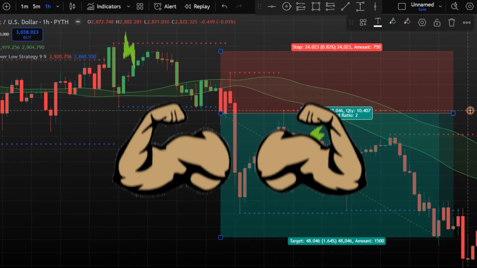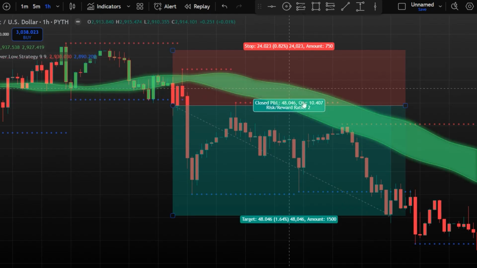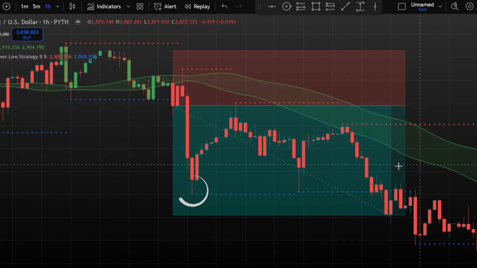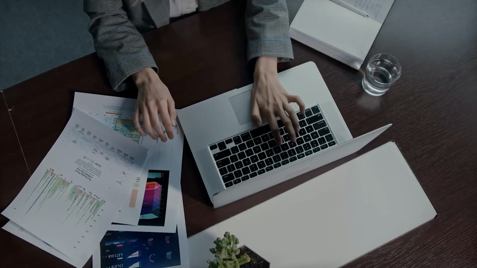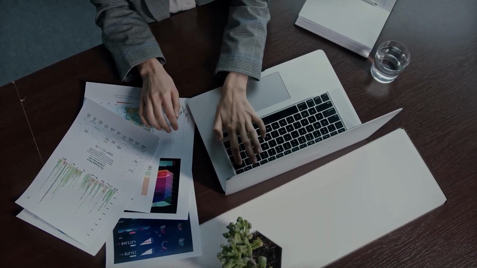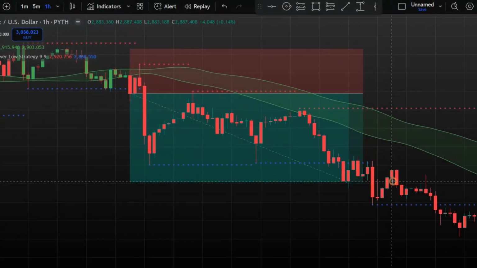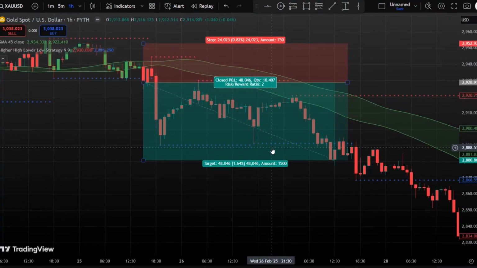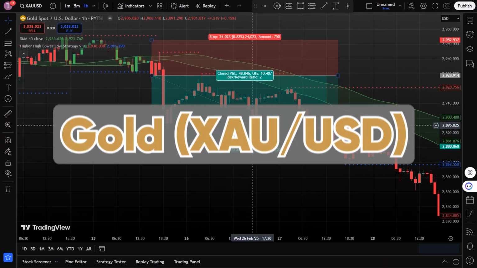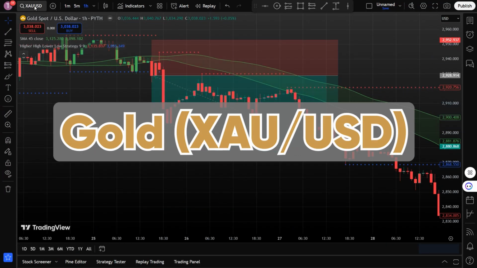This strategy is powerful because the bands show us a trend, and the higher high, lower low indicator finds key levels. We use smart risk management to protect our capital. Now, let's put this strategy to the test. We'll go back in time, find real trade setups on gold XAUUSD and see how they played out.